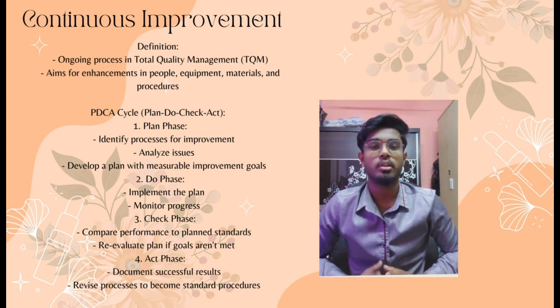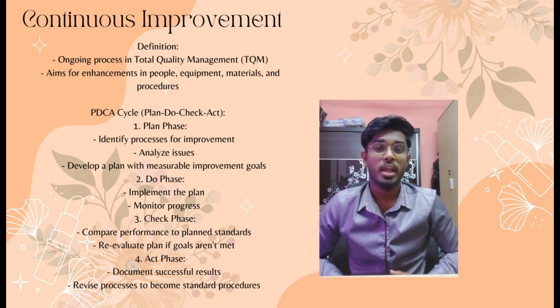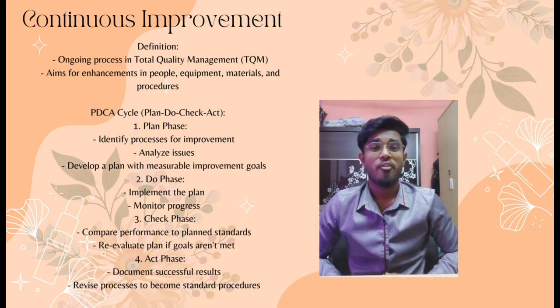for continuous advancement. During the plan phase, the company identifies processes for improvement, analyzes issues, and develops a plan with measurable improvement goals. In the do phase, the company implements the plan and monitors its progress. In the check phase, performance is compared to planned standards. If goals aren't met, the plan is re-evaluated. Finally, in the act phase, successful results are documented and revised processes become standard procedures.